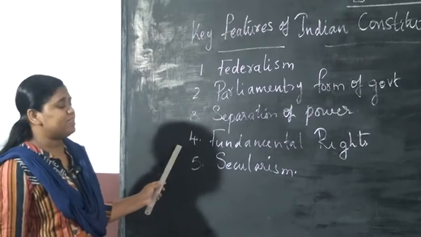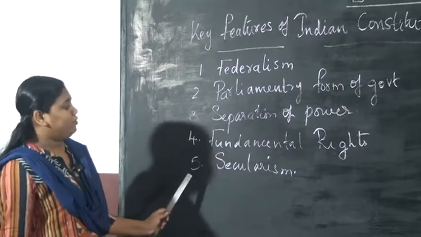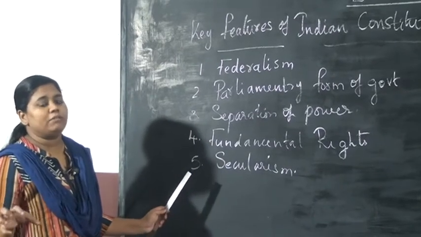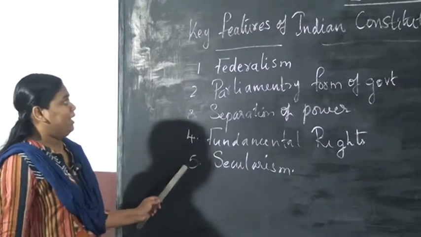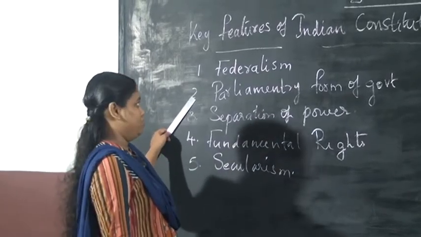And the fourth one was fundamental rights. You have already studied fundamental rights in the lower classes, the six fundamental rights. And the fifth one was secularism. We also discussed what secularism is in the second chapter. So in this lesson we are discussing the parliamentary form of government.